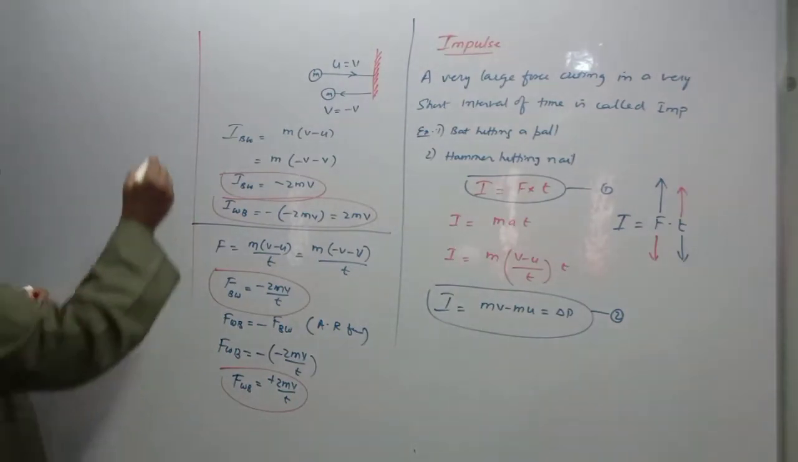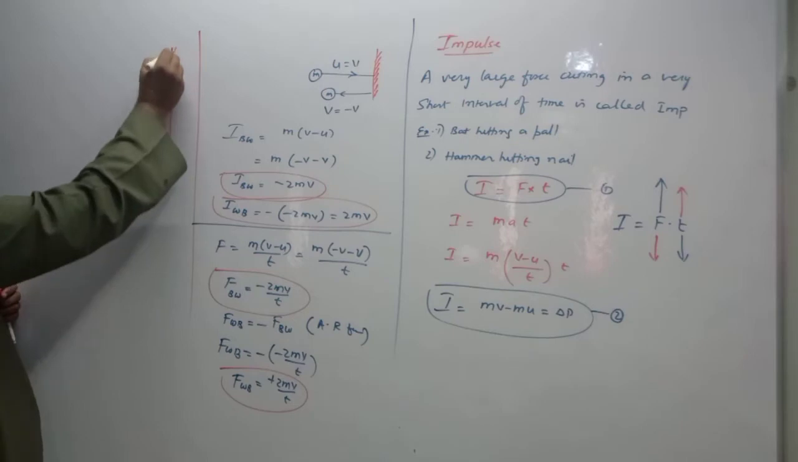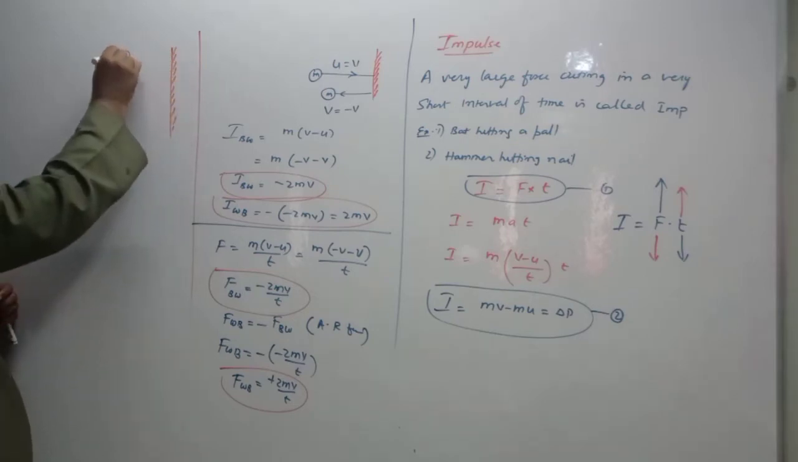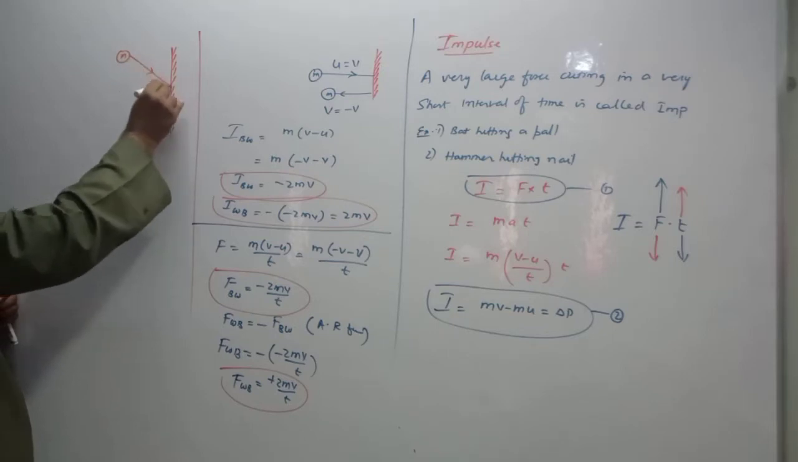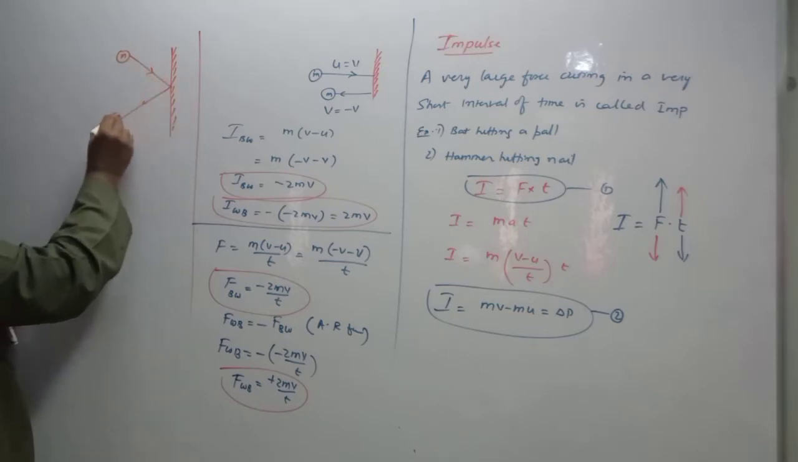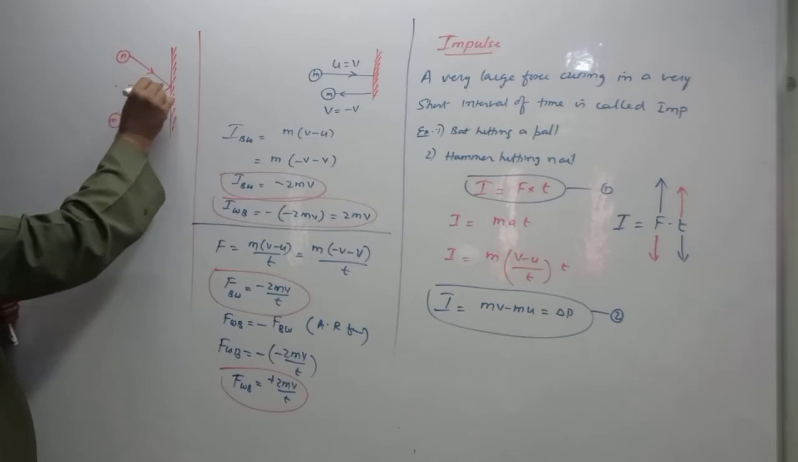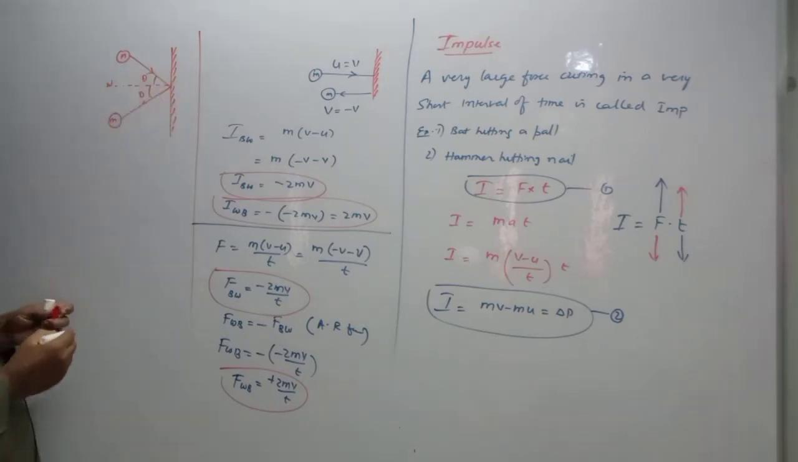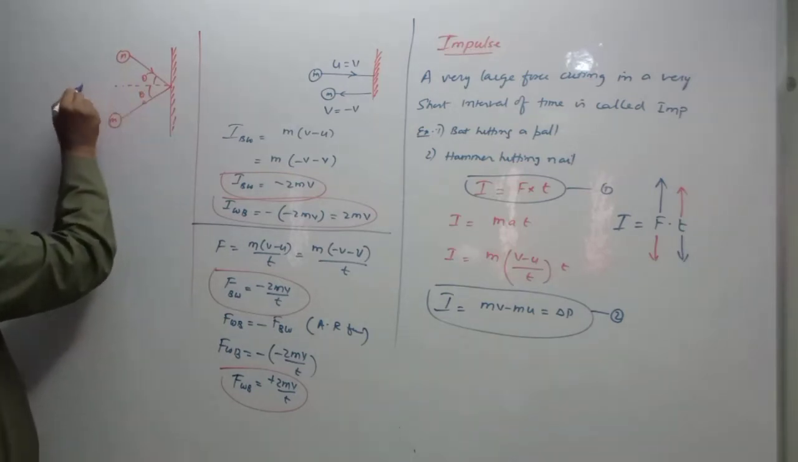The next concept which I want to explain here is, for example, the ball having mass m strikes the wall and reflects back like this. It makes an angle theta with the normal to the wall here. Then what is the formula you have to apply here? Now let us see. So now this is going to be the normal reaction.